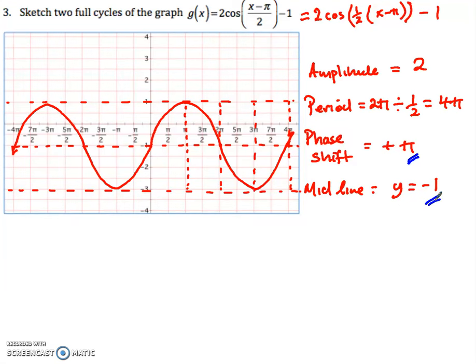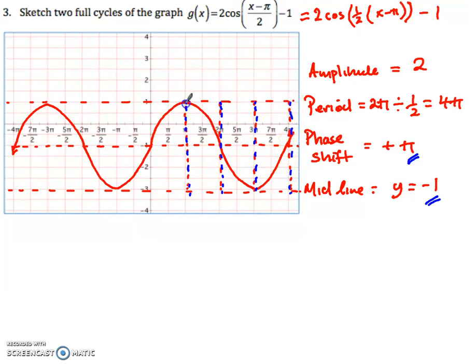What I like to do is I like to go ahead and think about the horizontal translation first of all. Then I'll get in play the midline, and I'll think about the range of the function. So what's the maximum value and the minimum value? And then I'll break down the function into quarter of the period. So if I know the period is 4 pi, then 1 pi is a quarter of the period, and that's where these lines have come from here.